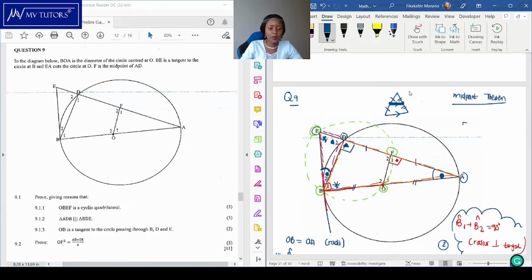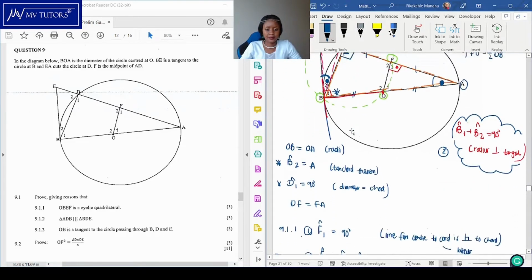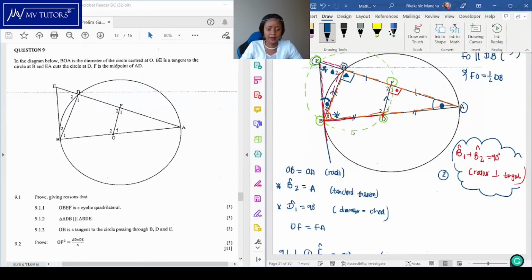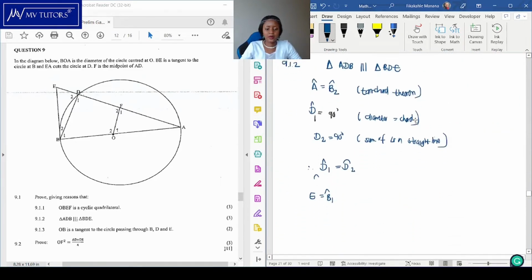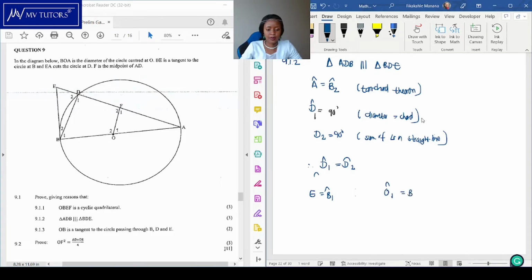So I know that FO is parallel to DB. You'd say midpoint theorem. FO is parallel to DB, and FO is actually half of DB. All of that is due to the midpoint theorem. So let's see how we can work it out. Since they're parallel, I know that O1 is equal to B1, corresponding angles, because OF is parallel to BD.